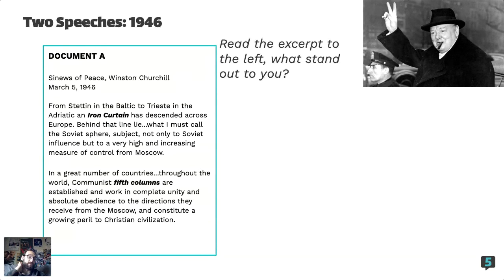What's a 5th column? What a great question. A 5th column is a term for people who are secretly waiting to betray the place they live. So for example, if you were a traitor or a spy against your own country, you'd be a 5th columnist.